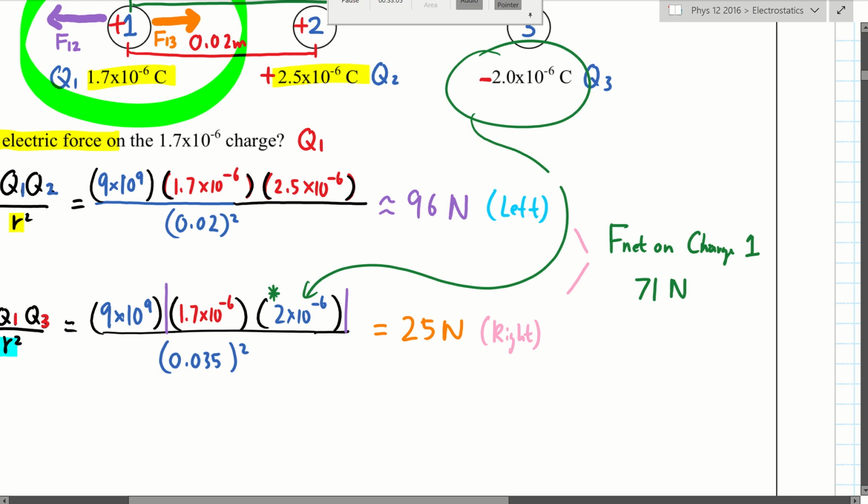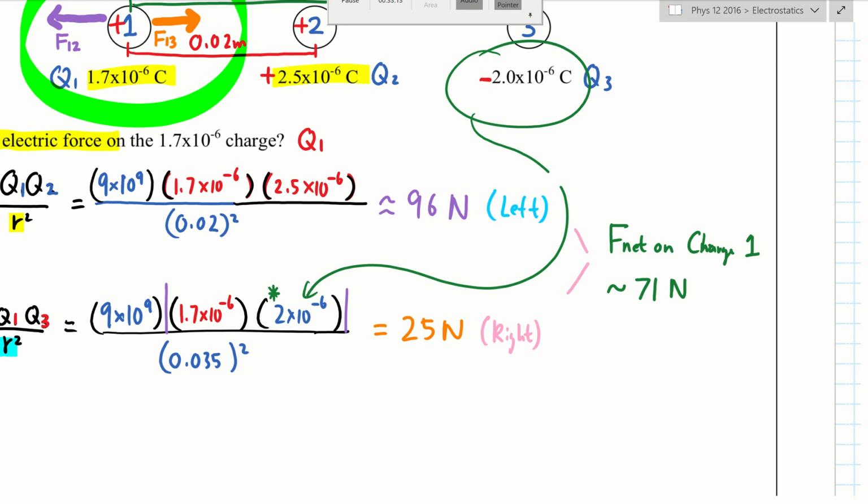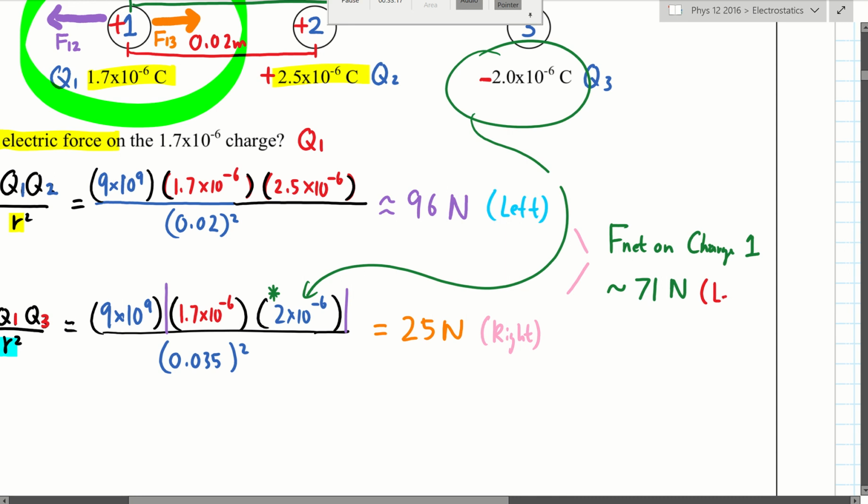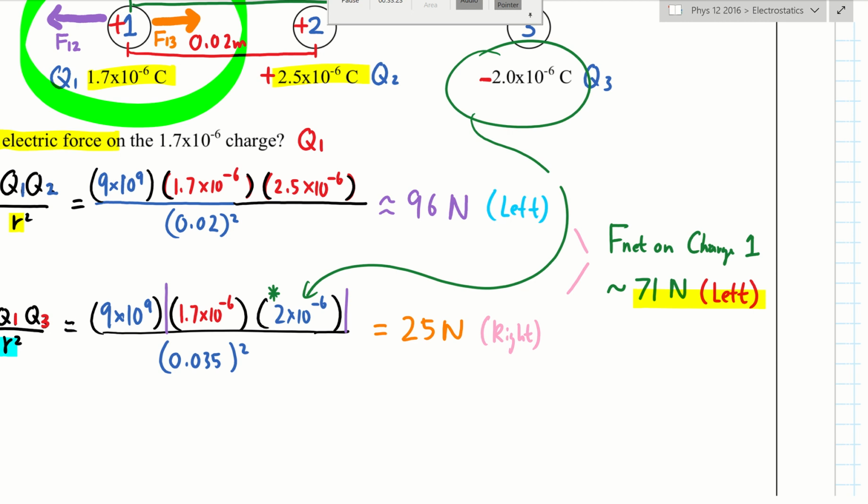And you don't have to put a sign. Just say 71 Newton and then which way. Now, this is a tug of war, right? The one on the left is winning because it's bigger. So therefore, 71 Newton to the left. And then that's it.